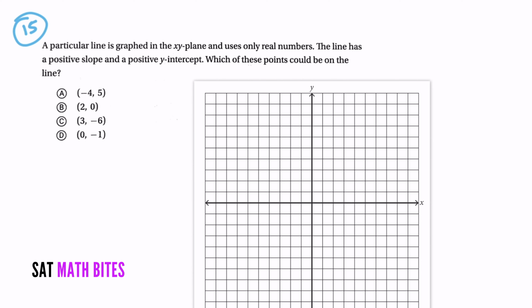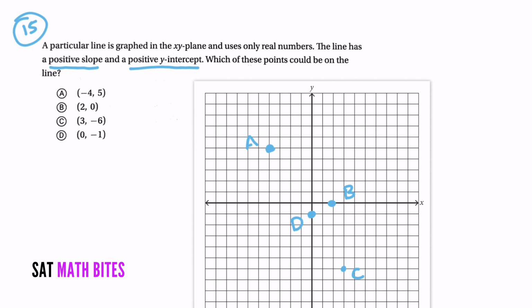In problem number 15, we're looking for which point could possibly provide a line that has a positive slope and a positive y-intercept. So the first thing we'll do is graph all of the points in the answer choices. So we have point A, -4, 5. Here's point A. We have B, which is 2, 0. We have C, which is 3, -6. And then we have D, which is 0, -1. And so we know that it has a positive y-intercept. That means there's another point that's somewhere in this section right here.